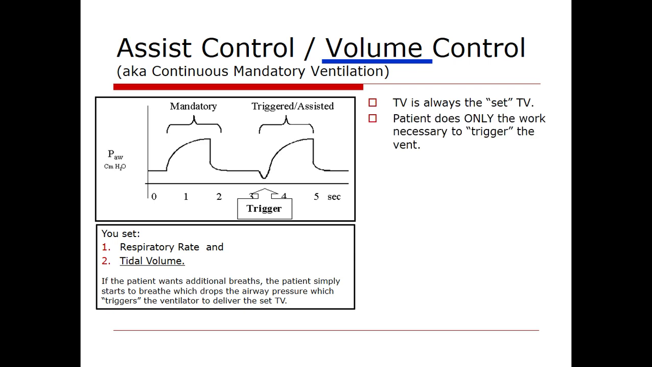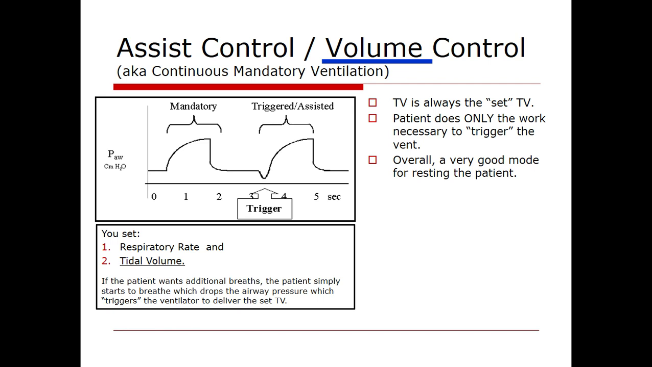Emphasizing that, how much work is it for the patient to trigger is almost none. If I took Maria with the ET tube in and strangled her, and she sucked in as hard as she could, she might generate 100 centimeters of water pressure. The ventilator only requires 2 centimeters of water pressure generation to be triggered. 2 out of 100 is hardly any work. So this is a great mode for resting a patient. Right when you intubate a patient, is your goal to rest them or to start exercising them? Well, it's to rest them.